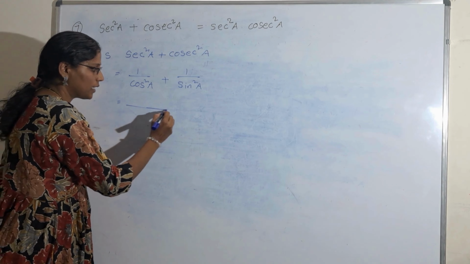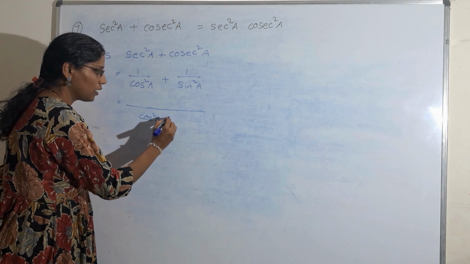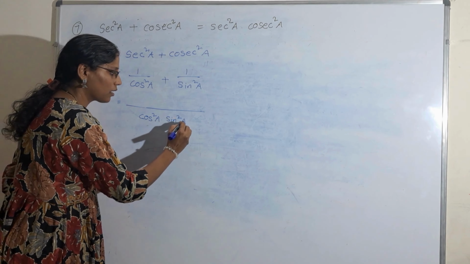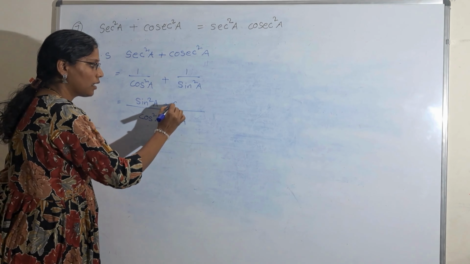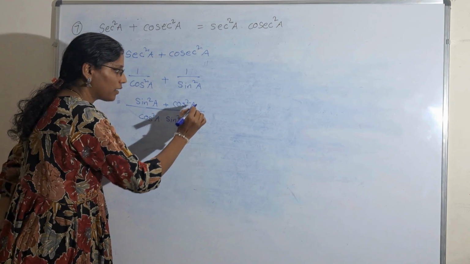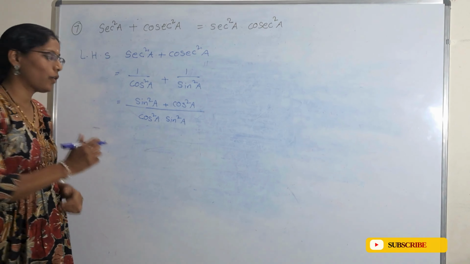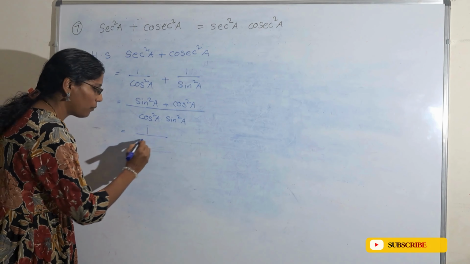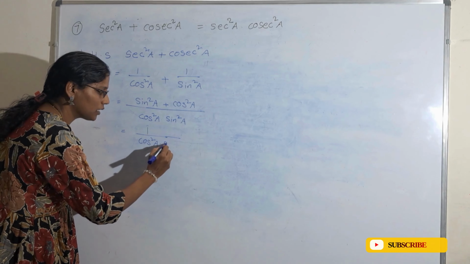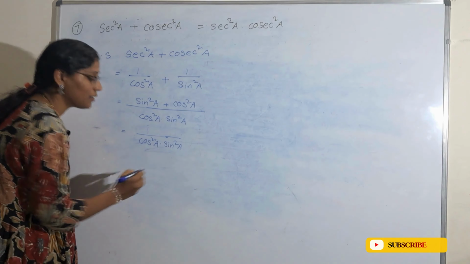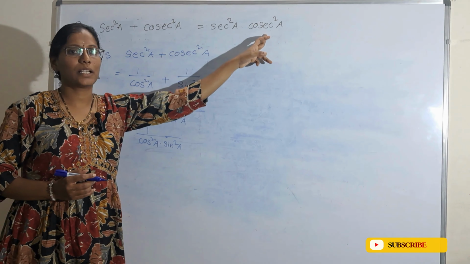LCM. What is the LCM here? Cos square A into sin square A. Cross multiplication: sin square A plus cos square A. Already we know the identity, sin square A plus cos square A value is 1. So 1 by cos square A into sin square A. But this is not our answer. What is our answer? Secant square A into cosecant square A.